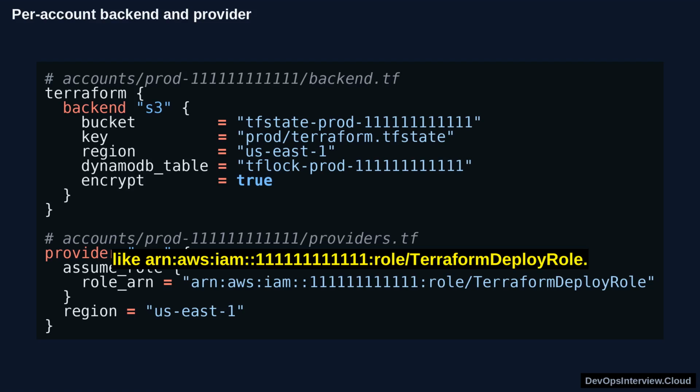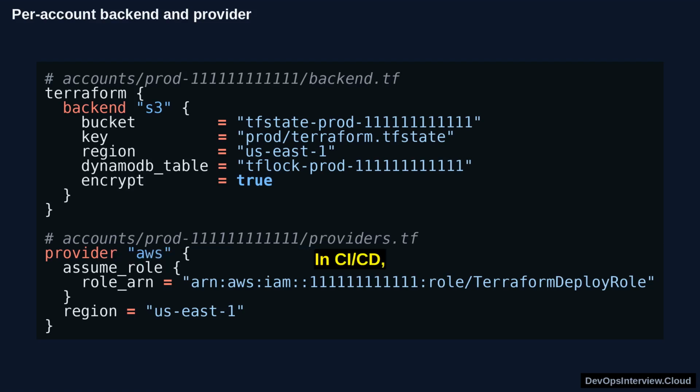In CI/CD, your runner authenticates to a central account using OIDC, OpenID Connect federation with GitHub Actions or whatever your system is, and then assumes the per-account role from there. This means each account's Terraform execution has its own credential scope. A misconfigured plan in sandbox can't accidentally assume the prod role because the role ARN is hard-coded per account folder.